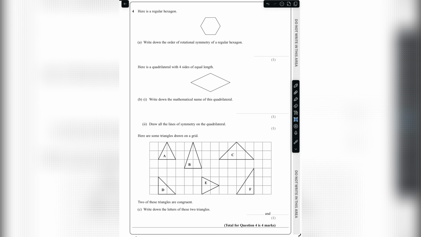In the first part of this question, we are asked to write down the order of rotational symmetry of a regular hexagon. So remember that rotational symmetry means a shape looks the same after being rotated less than a full turn of 360 degrees around its center point. So if we rotate this regular hexagon 6 times, it will still match its original position in a full turn. So the answer is 6.